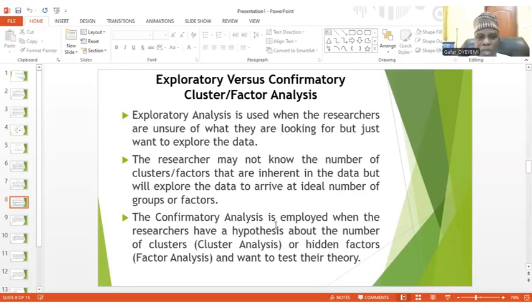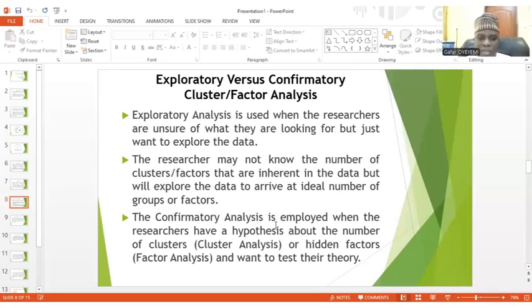So in such a way that they will explore the data and look at, okay, can we have 3 clusters, 4 clusters? In the case of factor analysis, is it going to be 2 factors or 10 factors or 3 factors that may be meaningful or give better interpretation? Going further, the researcher may not know the number of factors that he or she may be looking for or that are even inherent in the data. But we keep on exploring until he or she arrives at an ideal number of groups or clusters in the case of cluster analysis, or ideal number of factors in the case of factor analysis.